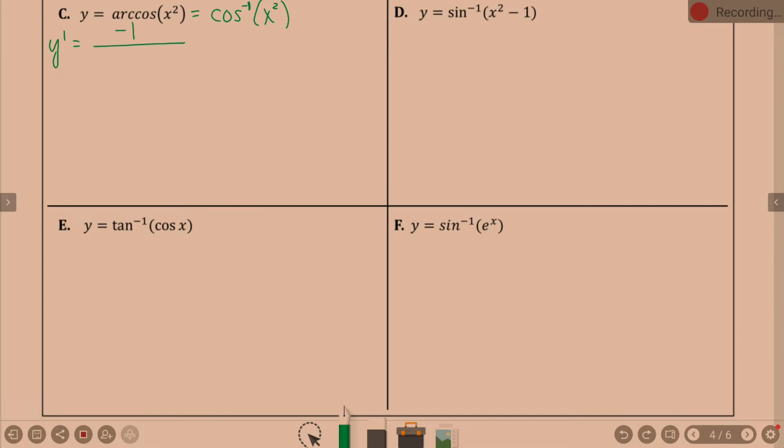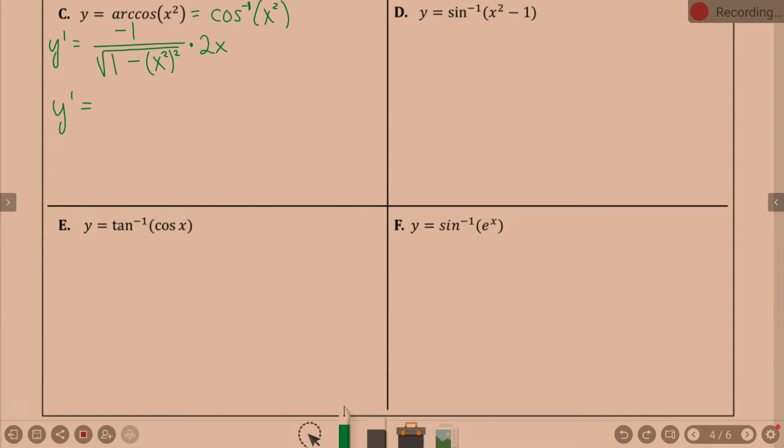Okay, negative 1 over square root of 1 minus something squared. What is something here? X squared. So under the square root it's 1 minus x squared, squared if you will, or you can write it out as x to the fourth. I don't care, that'll be my next step. Times the derivative of x squared, which is 2x. This cleanup's pretty easy.